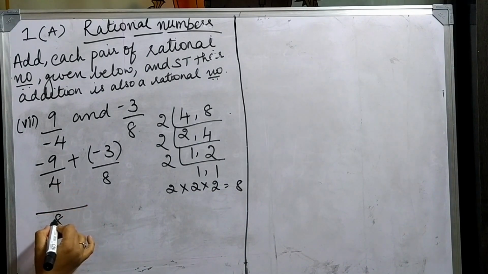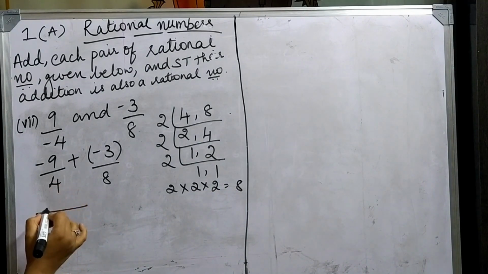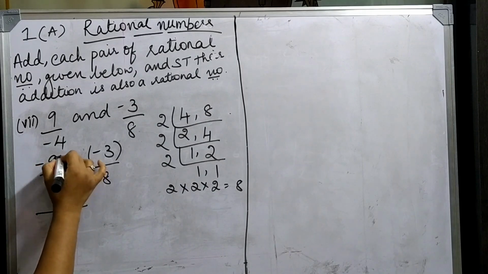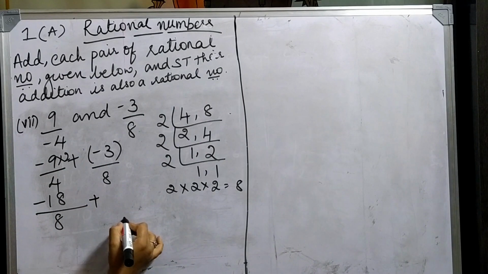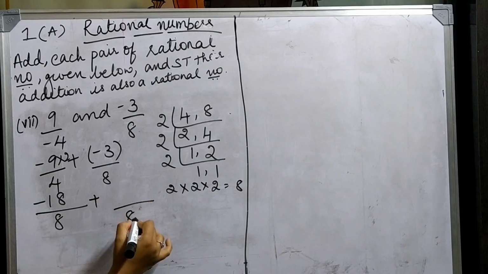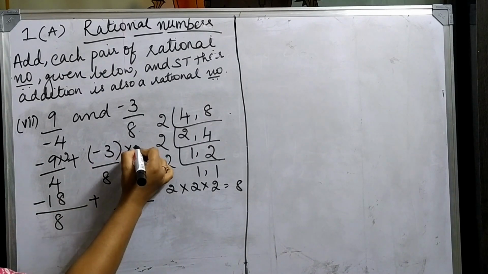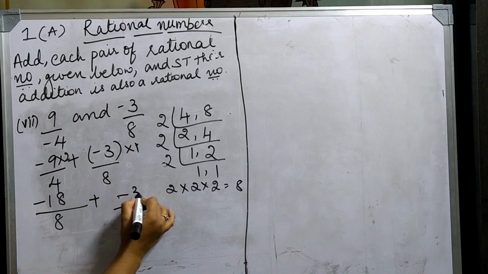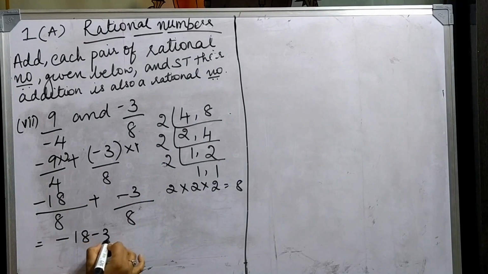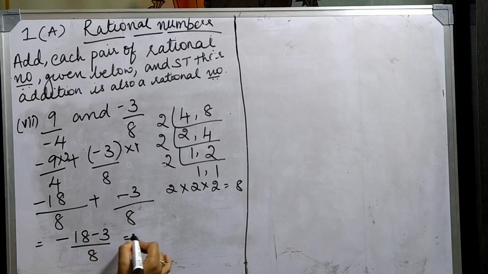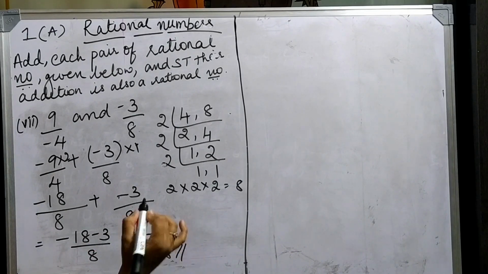8 divided by 4 is 2. And when you multiply it, it will be minus 18 plus, again 8 is the LCM, 8 divided by 8 is 1, which is minus 3 into 1, which is minus 3, which is nothing but minus 18 minus 3 divided by 8, which is minus 21 by 8. And this is again a rational number.